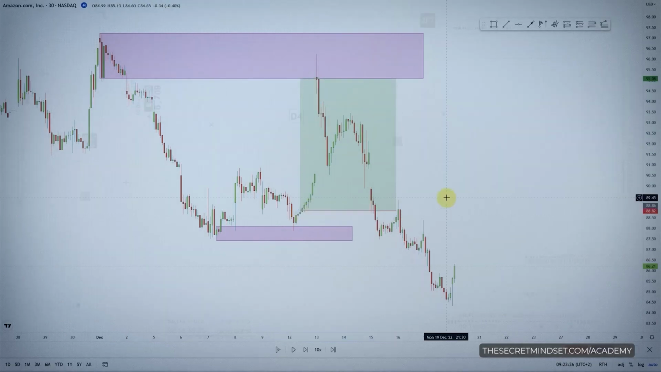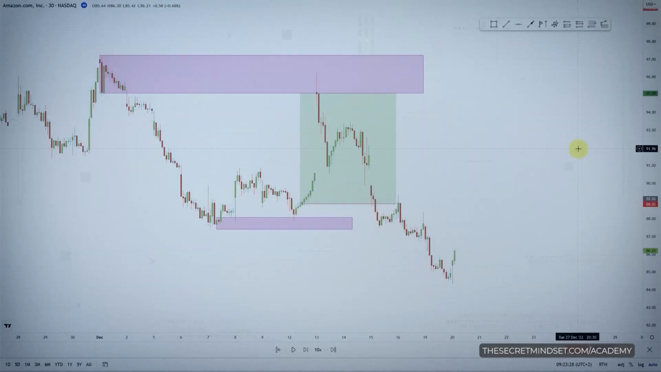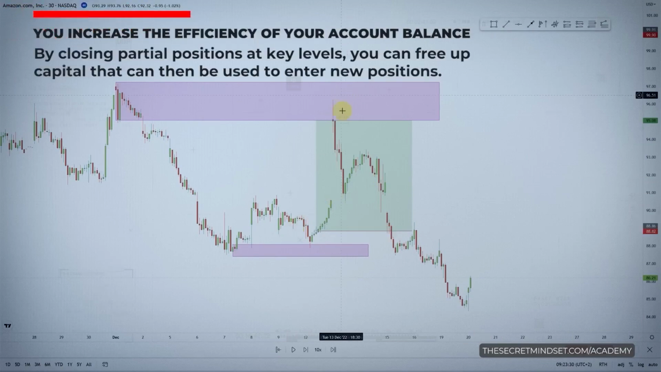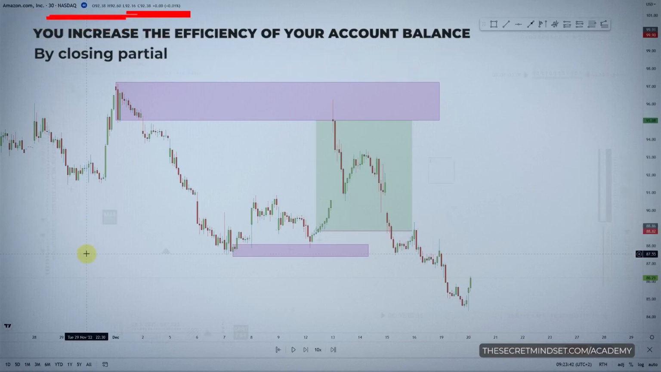Another benefit of scaling out of positions at supply and demand areas is that it can increase the efficiency of your account balance. By closing partial positions at key levels, you can free up capital that can then be used to enter new positions.